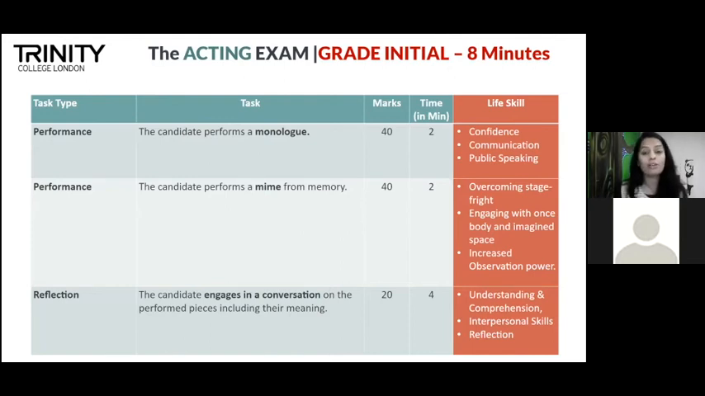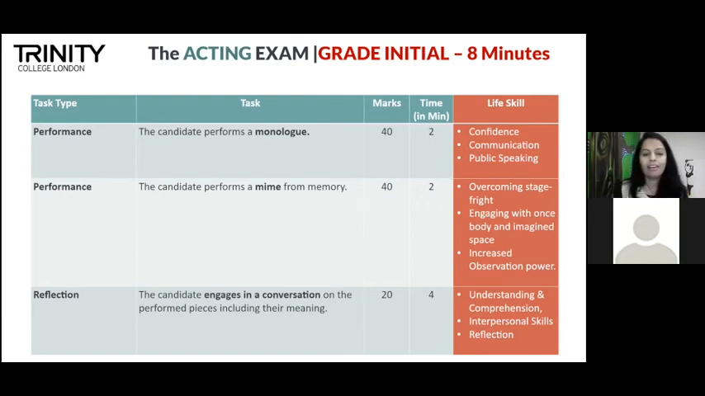You're learning about your own body and the imagined space that you have. So your observation power is pruned and taken to a certain level where it's impossible for you to miss anything when it comes to things in life.